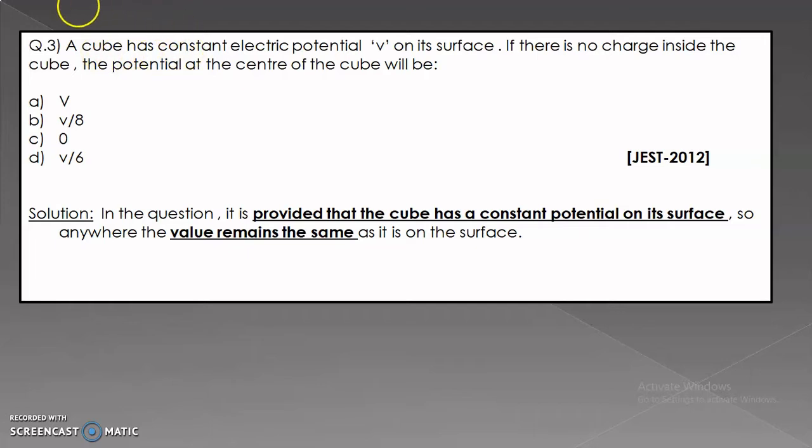So it is provided that the potential is constant. The potential at the center of the cube will also be constant because it is not varying with distance, right? The value remains the same as on the surface. So our answer will be A.